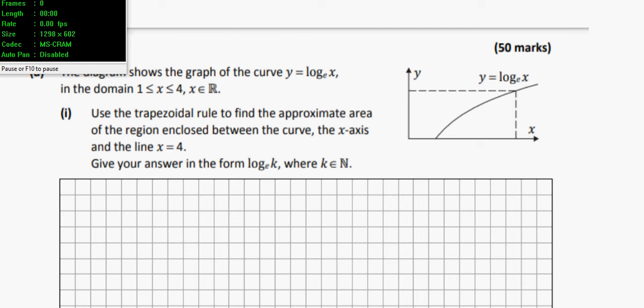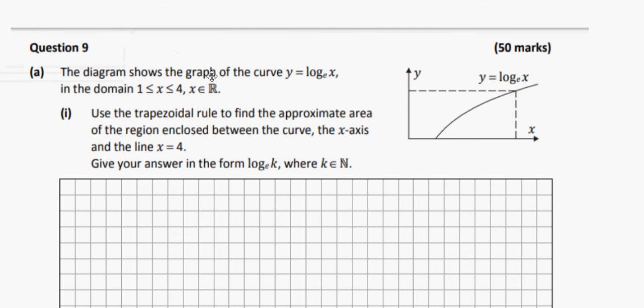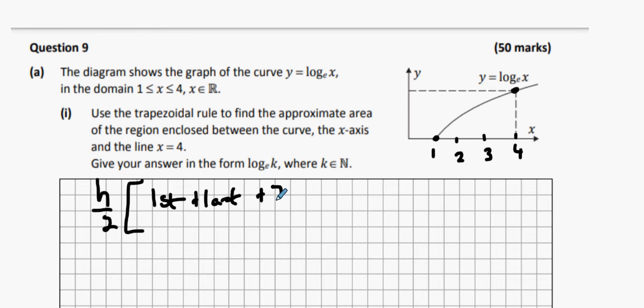The first thing you're going to notice is it wants the trapezoidal rule, okay? And the x values are 1, 2, 3, and 4. So the trapezoidal rule is h over 2, firsts plus lasts, 2 times the remainder.